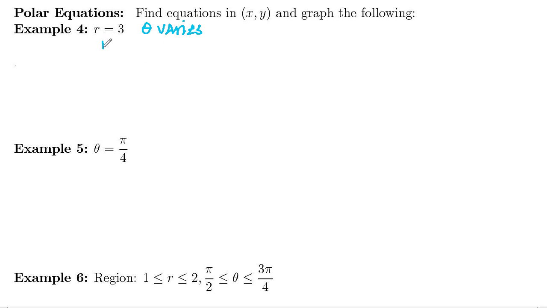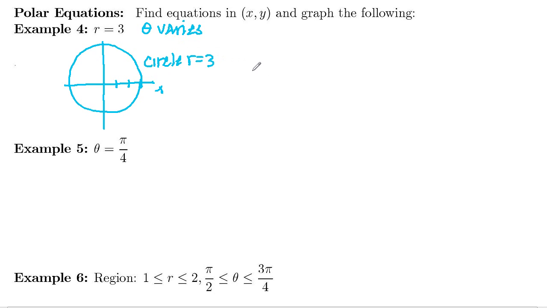So if you've got your x and y axis here, and then you go out 3 units on the positive x-axis, and then you let theta vary, let your angle vary, but stay 3 units away, you're going to get a circle of radius 3. And the equation of that, well, r equals 3.